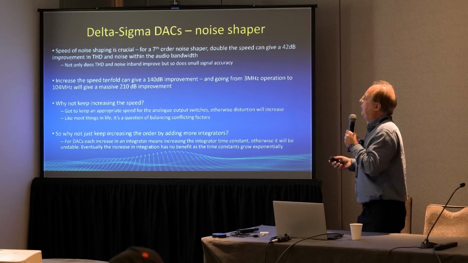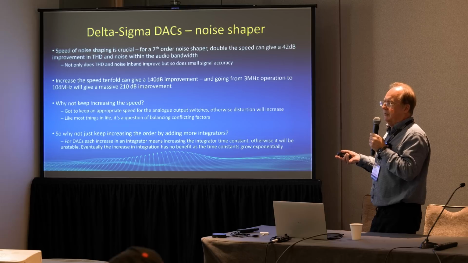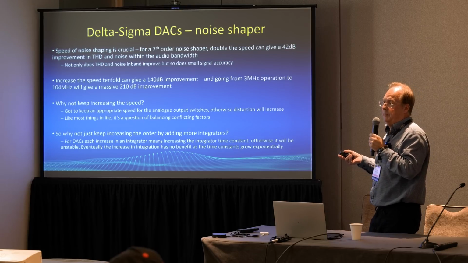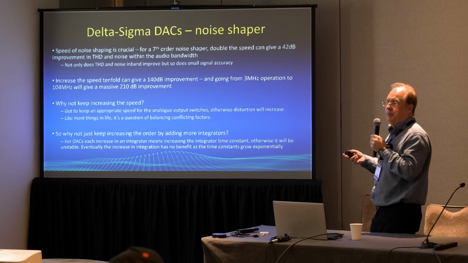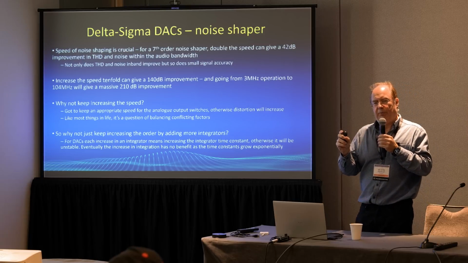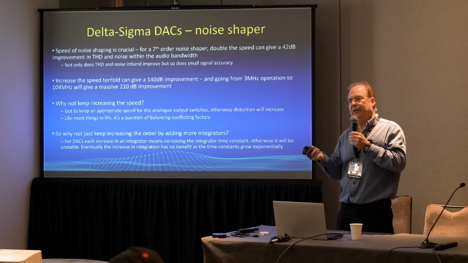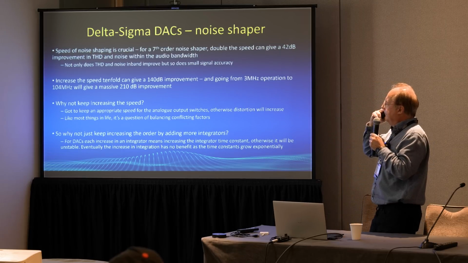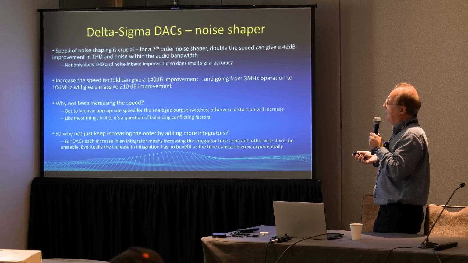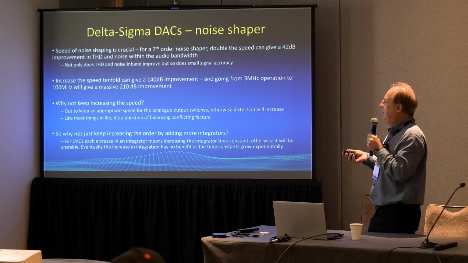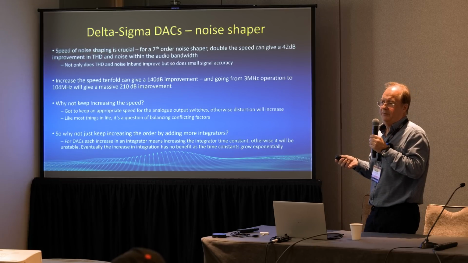So if we take a 7th order noise shaper and double the speed of the noise shaper, we'll get up to a 42 dB improvement in distortion and noise within the audio bandwidth. But not only does the distortion and noise improve, but the small signal accuracy improves as well. And that's very, very important, the small signal accuracy. If we increase the speed by tenfold, we get 140 dB. And if we went from 3 megahertz to 104 megahertz, you're looking at 210 dBs worth of maximum improvement.